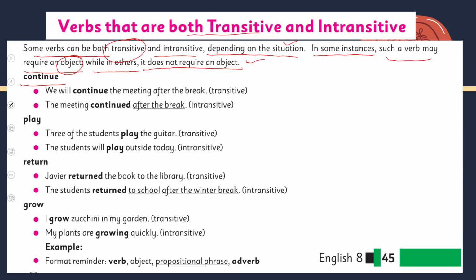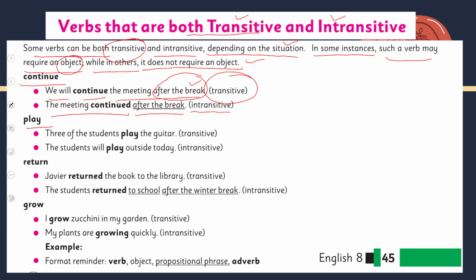For example, the word continue over here can work as both transitive and intransitive verb. We will continue the meeting after the break. Now this is transitive. Why? Because it requires an object, which is this one. The meeting continued after the break. This is intransitive because it does not have any kind of object.